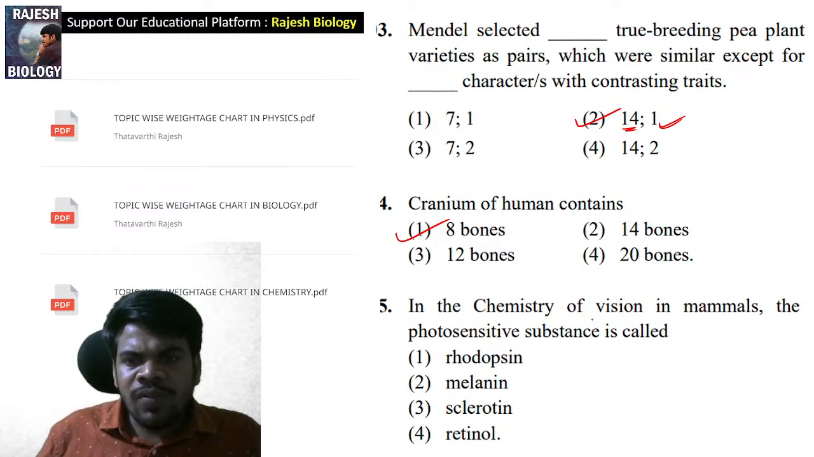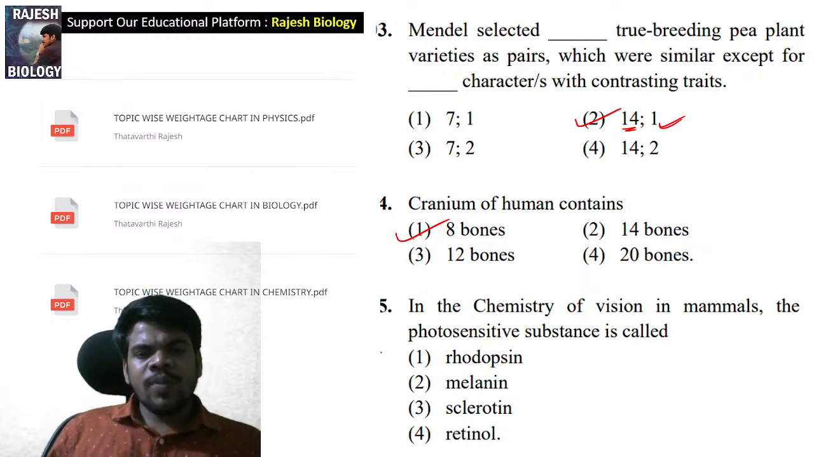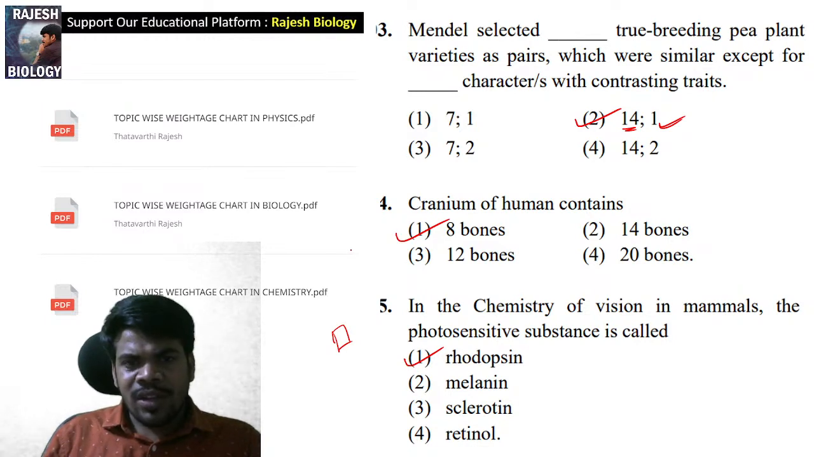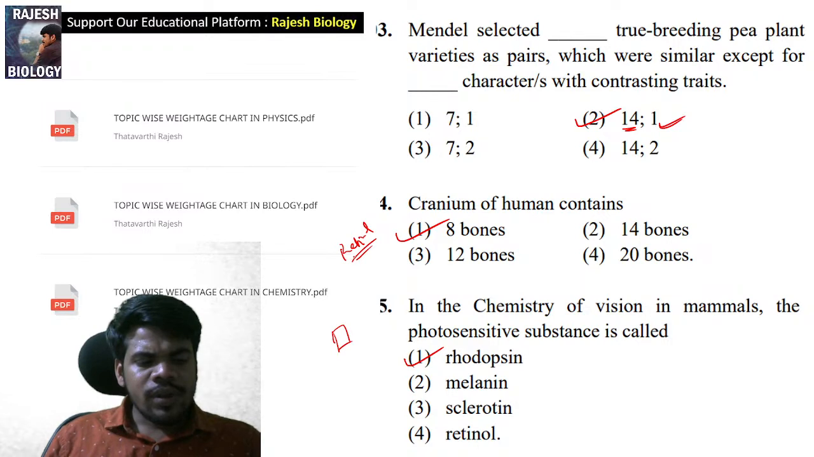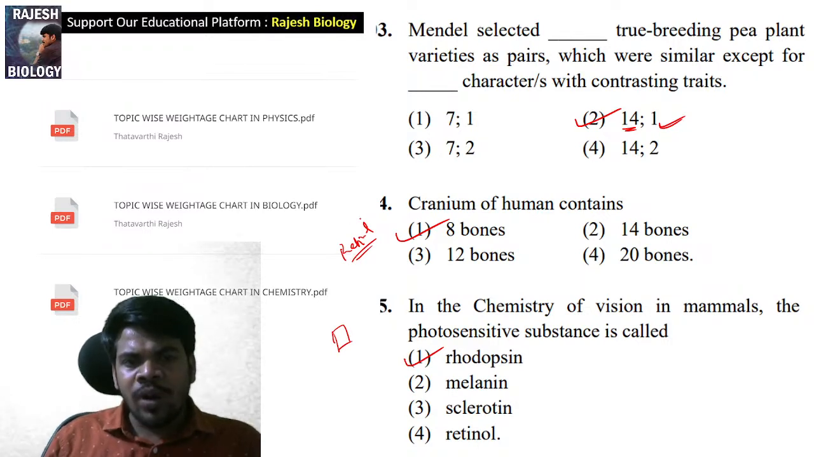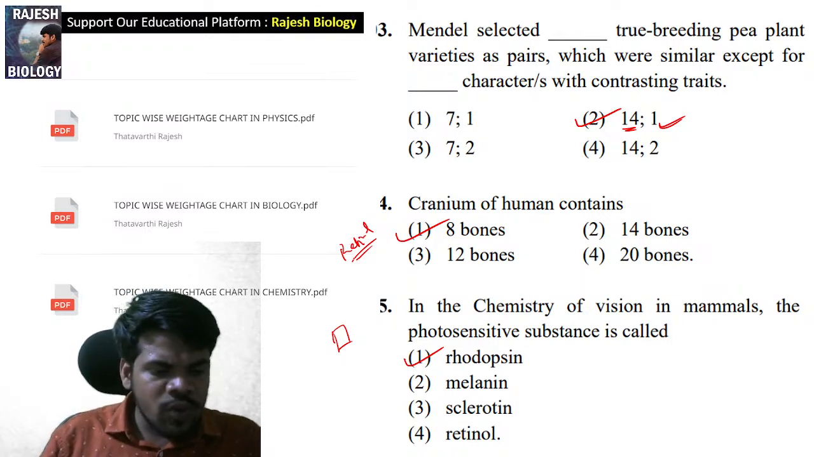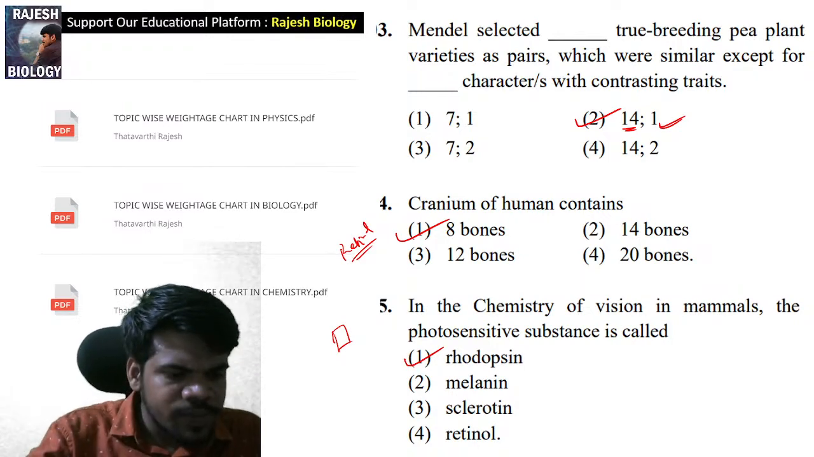In the chemistry of vision in mammals, the photosensitive substance is called. It is also from the zoology. The structure of the retina: in that, if you observe, the rhodopsin, which is present in the rods, retinal, it is also called retinene, an aldehyde of vitamin A, along with the opsin, together called rhodopsin. Okay, so the right answer is 1 for the fifth one. Chandrika, right?